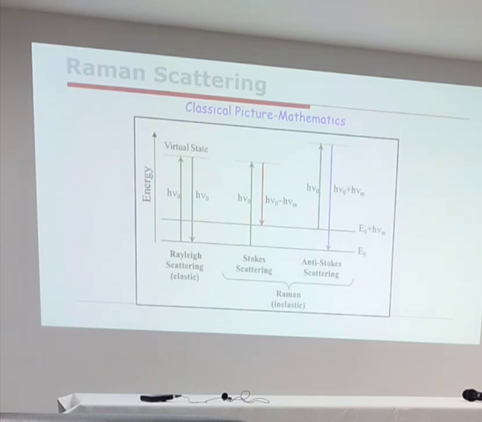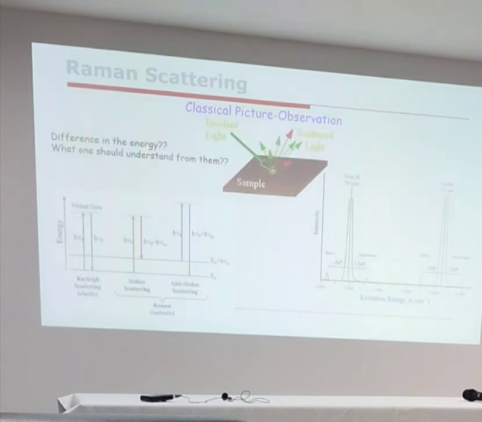I have just highlighted the energy level in which you begin from the ground state and come back to the same ground state. This is Rayleigh scattering. As the energy is not changing, you'll see the same color. But if the energy either reduces or increases, you will begin to see different colors. Right? Now in this process, maybe I'll just skip this for now also.